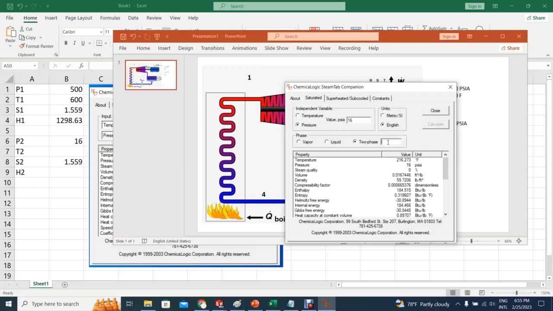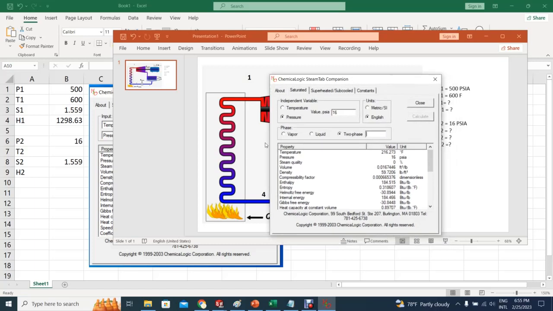You can guess, you can start to mess around here with the two-phase until you see that the entropy here is the number that it should be, between either vapor or liquid. Now, there's an easy way to do this, which is let's calculate what is the entropy at 16. That's the pressure. That entropy is the entropy. Let's calculate again here. There we go. That entropy there is the entropy of vapor, 1.75.